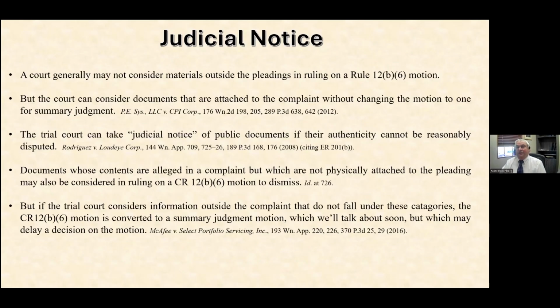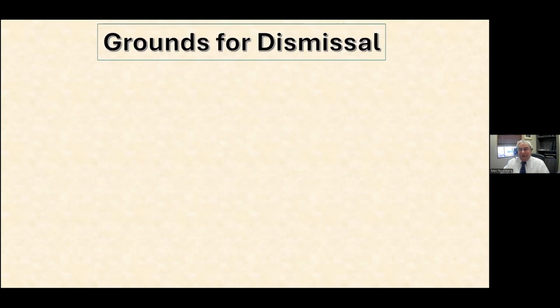For example, if there's orders that have been entered in this court or other courts, or if there's a deed to a property that's recorded with the county, or things that basically you can't have too much of a dispute over, the court can still consider these on a 12(b)(6) motion without changing it into a summary judgment motion. Now, if the court does consider things outside of the complaint that don't fall into these categories, generally they can convert it into a summary judgment motion right up at the beginning of the case.